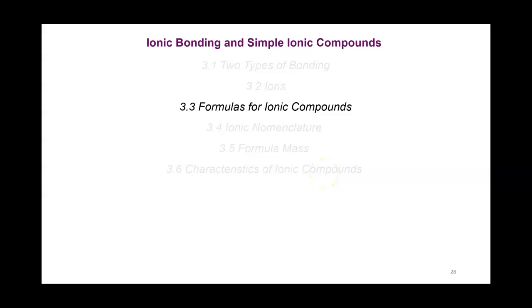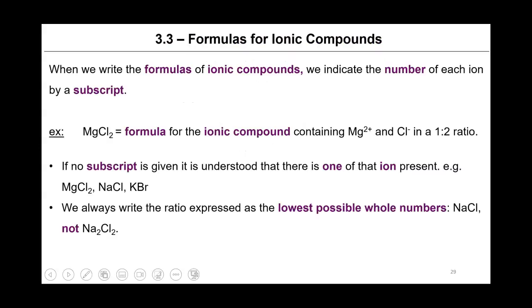In section 3.3, we learn how to write correct formulas for ionic compounds and also use formulas to identify whether a compound is an ionic compound or not. When we write the formulas of ionic compounds, we indicate the number of each ion by a subscript following the formula of the ion. For example, the formula MgCl2 indicates that we have an ionic compound containing magnesium 2+ ions and Cl- ions in a 1:2 ratio.